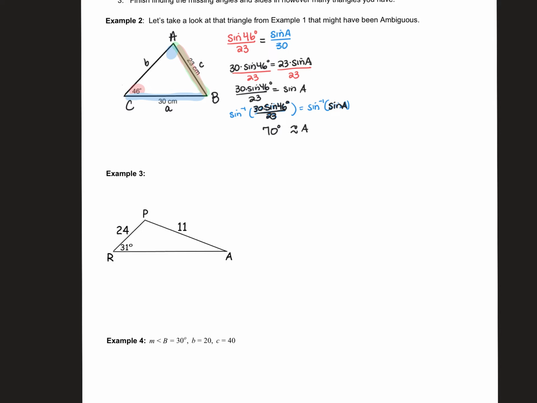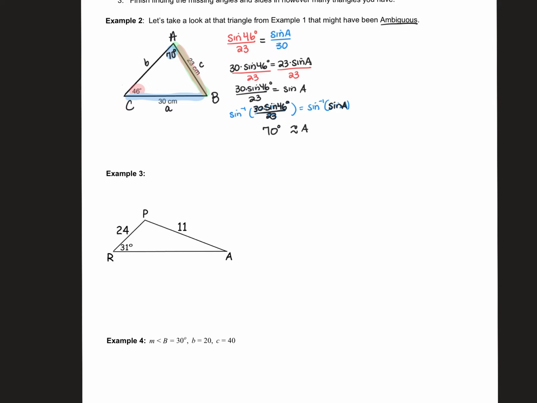If you did, you would have had 69.8 degrees, but I'm going to go ahead and round this to the nearest whole number just to make it easier for us. So we get that angle A is 70 degrees. Since we've determined that this is an ambiguous case, here's where we start to do things a little bit differently.